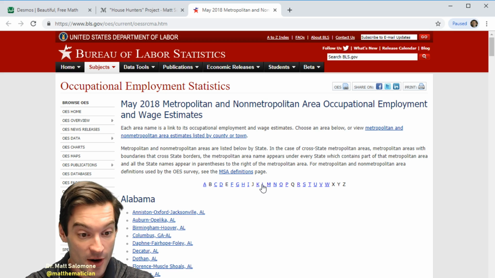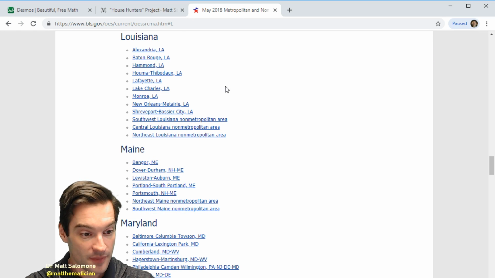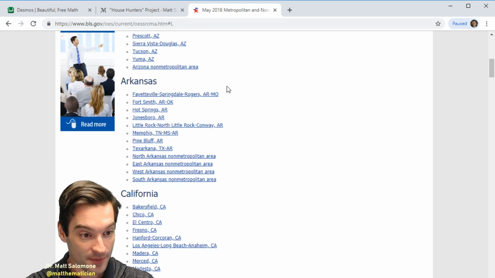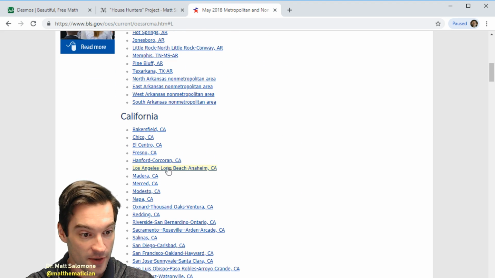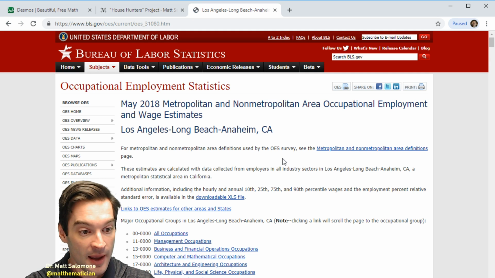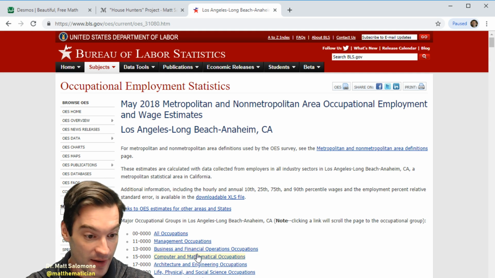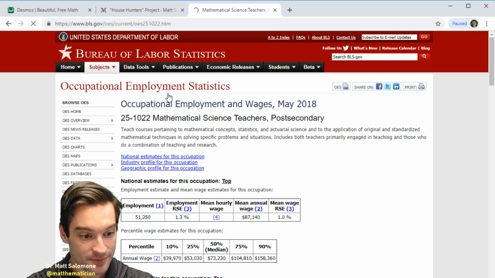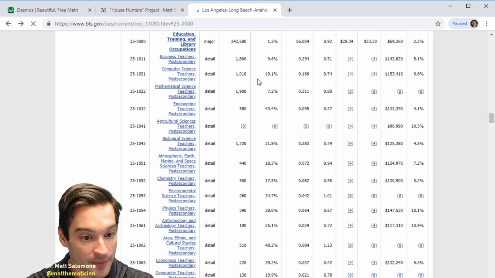So I'm at least going to start by selecting California for those buyers. I would select the Los Angeles area. Los Angeles, Long Beach, Anaheim. I'm just going to choose that. And if I choose that first, and then I drill down into my education, mathematical science teachers, post-secondary, that's interesting. So it looks like, hold on, I think I did one too many clicks here.